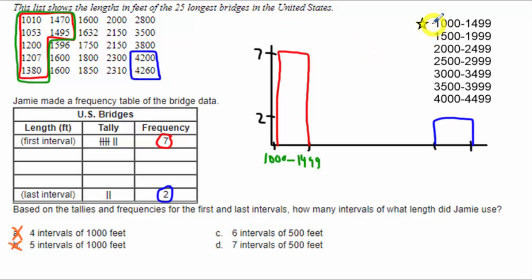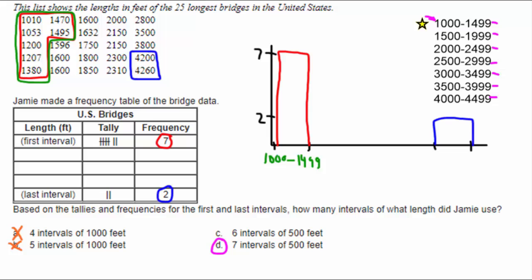So we need to start at 1,000, because our data starts at 1,000, and then we need to end after 4,200. You'll notice that I've gone up by 500. So 1,000, 1,500, 2,000, 2,500, 3,000, 3,500, and then the last one is the one that has the 4,000 to 4,500. So let's just count them up. We've got 1, 2, 3, 4, 5, 6, 7 intervals. So that means that the best choice here would be to use 7 intervals of 500 feet, so that way all of our data is included.